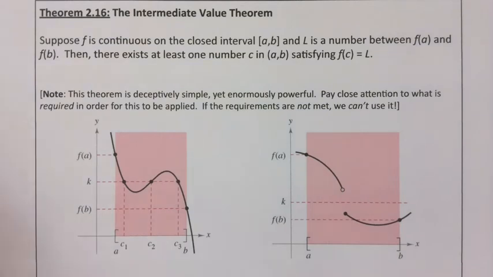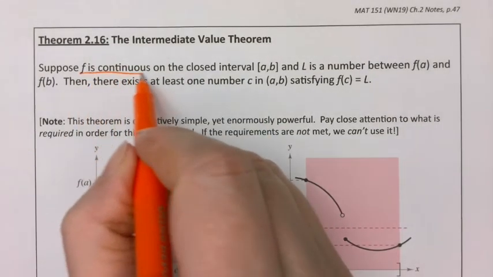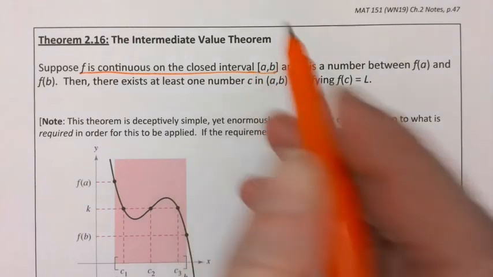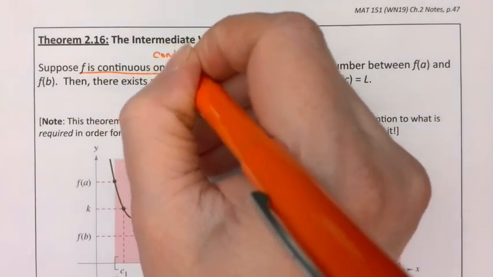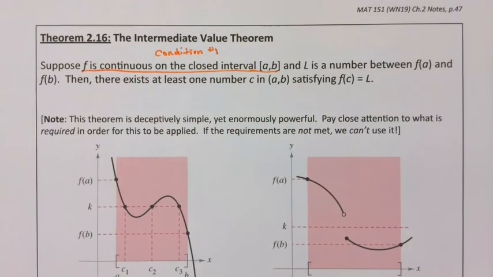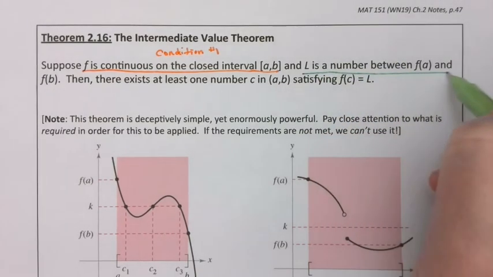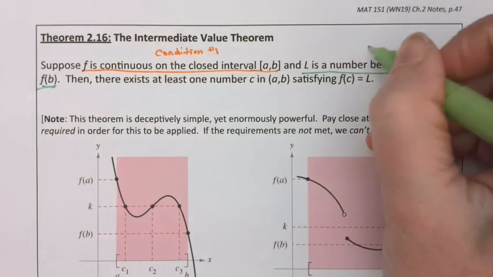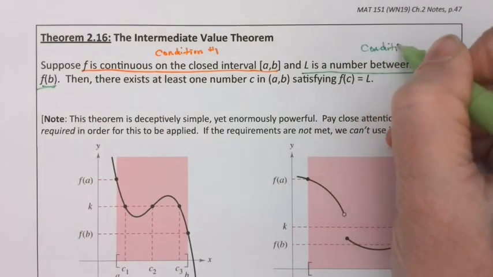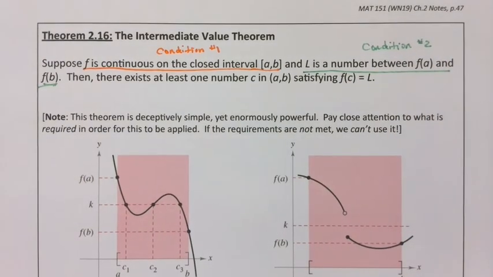So there's two conditions to note. Condition number one is right here: you have to be continuous on the closed interval a to b. So that is condition number one. And then you have to have a number, L, that's between f of a and f of b. That's condition number two. So you have to have two things happening, which are pretty common things to have happen, especially with polynomials. And so that's lovely.